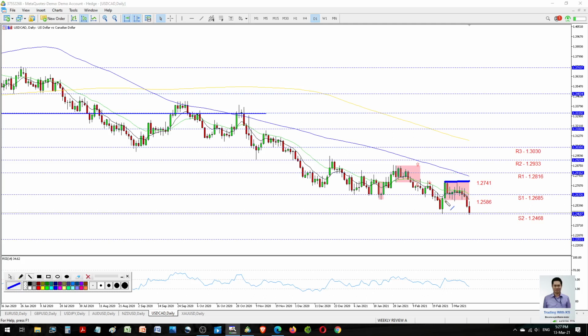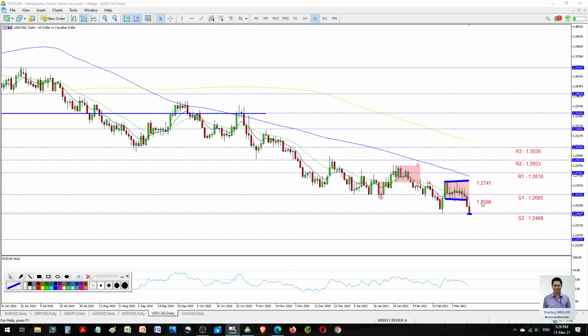This consolidation, the strength of the CAD from the news section just now actually broke the consolidation and already reached our target at 1.2468. Last week I talked about these two consolidation areas, 1.2741 and 1.2586. If it breaks 1.2586, it should come here and test 1.2468.